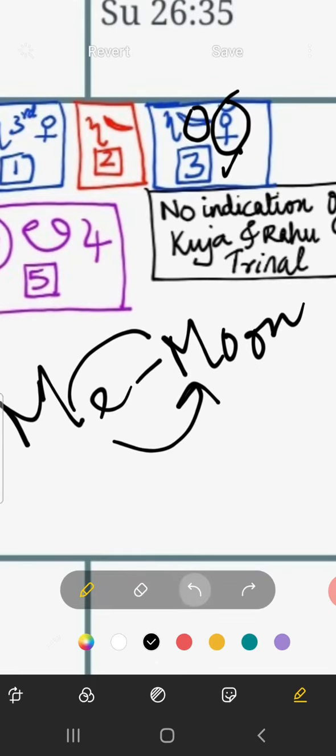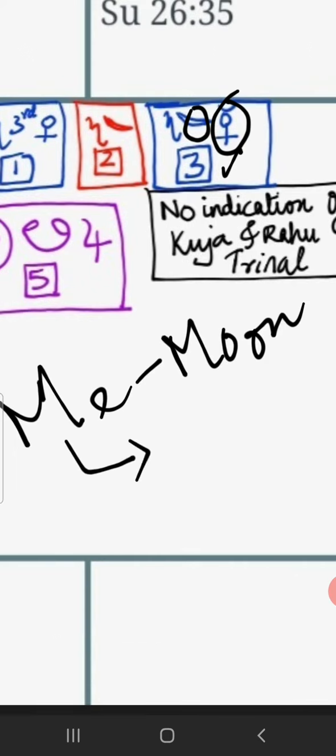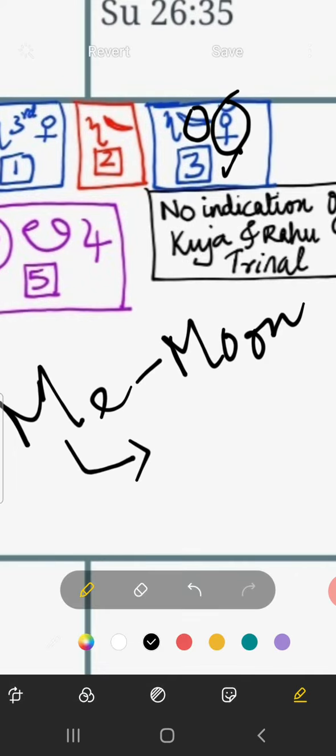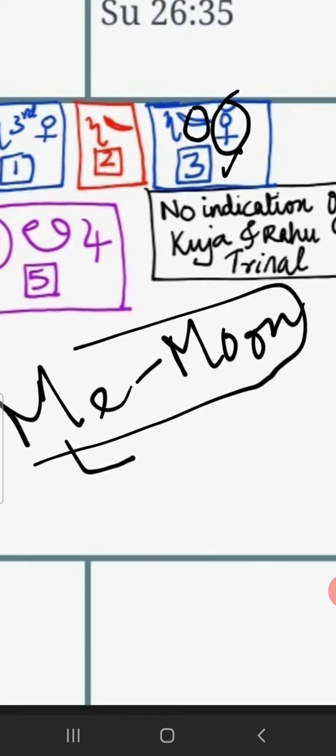We have to look at the palm. So how the Mercury line is getting affected, is it getting afflicted or is it getting strengthened? We have to check all that, right? So that's why I'm focusing on Mercury and Moon.